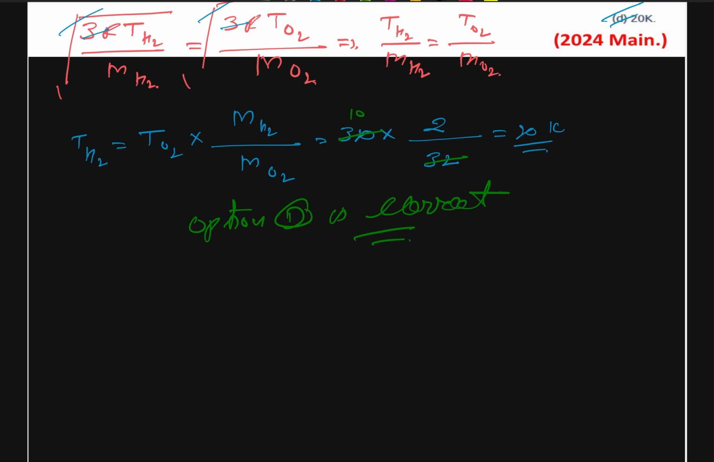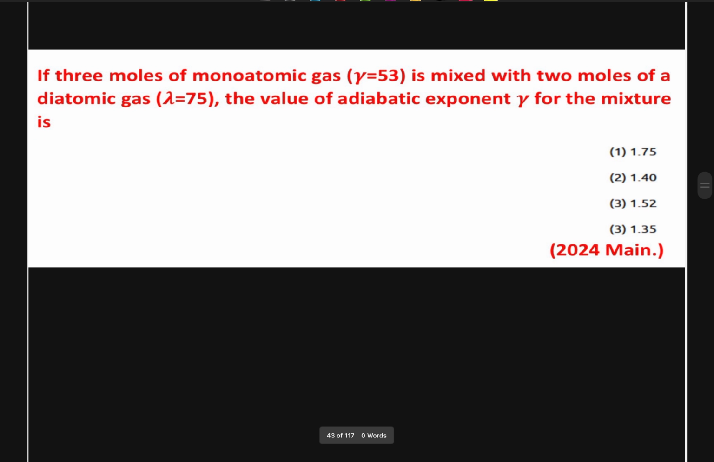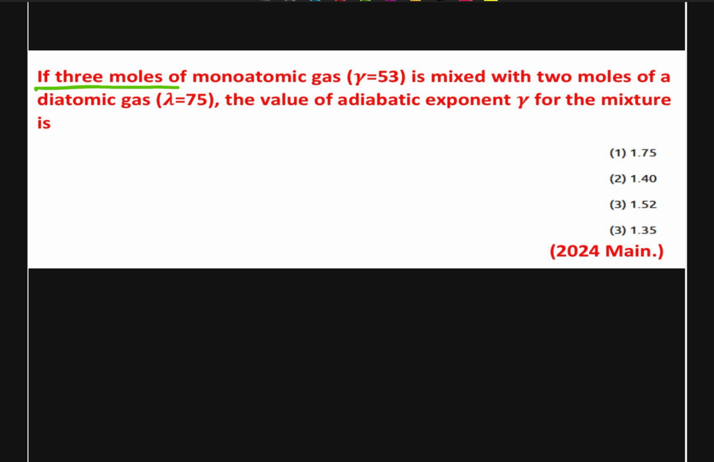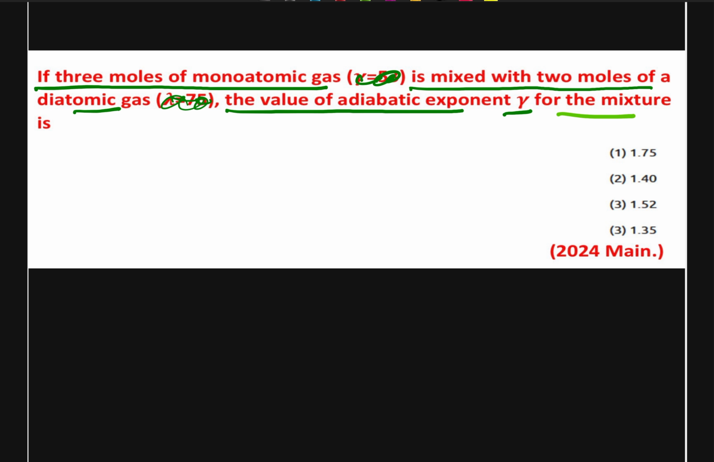Next question. It states that if 3 moles of monatomic gas, okay, this is copied wrong, so I'll put it right when I solve it, is mixed with 2 moles of diatomic gas, the value of the adiabatic constant gamma for the mixture is. So we have to find the adiabatic constant for our mixture. And we know the standard formula for the adiabatic constant of a mixture.